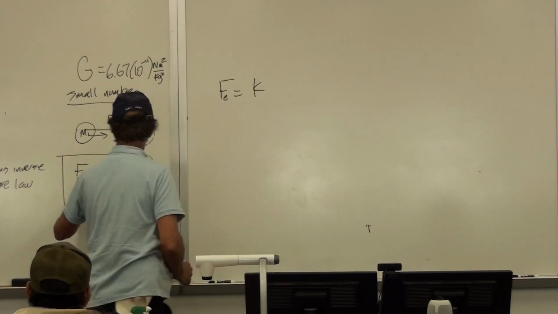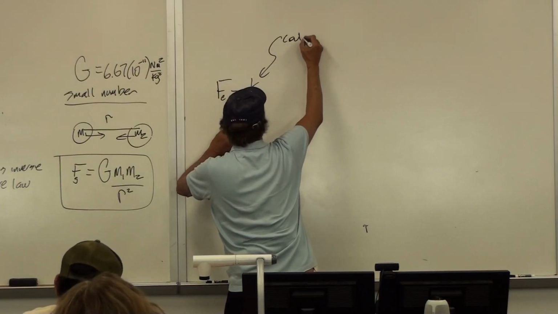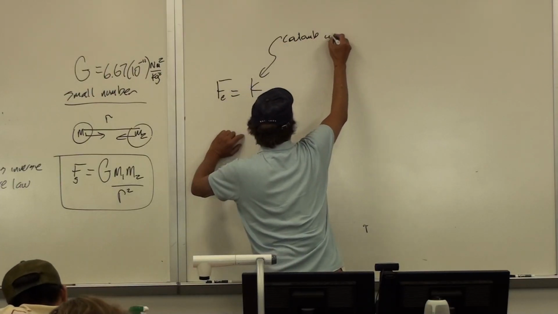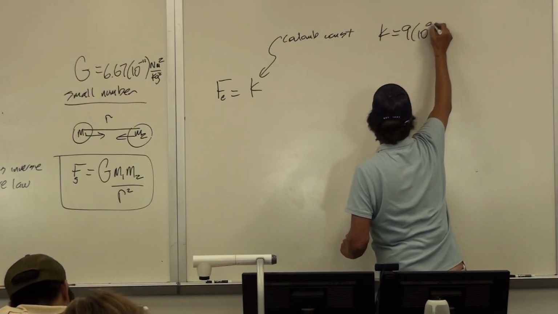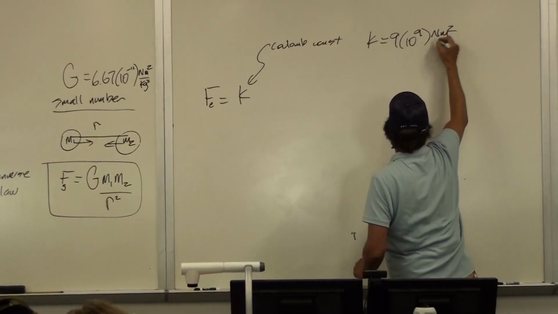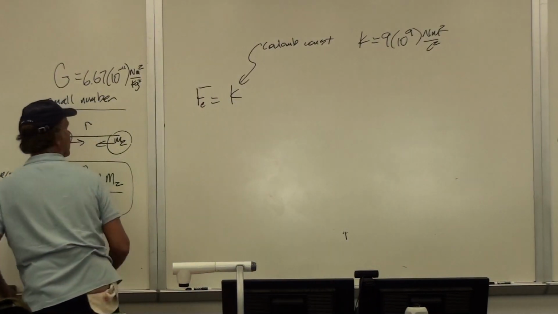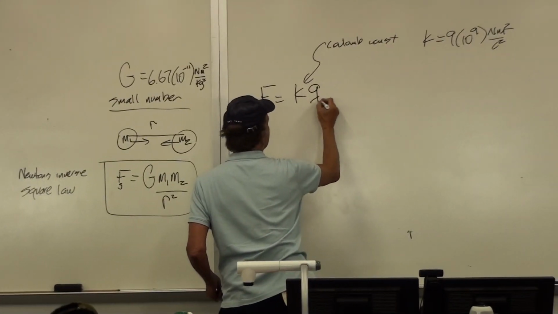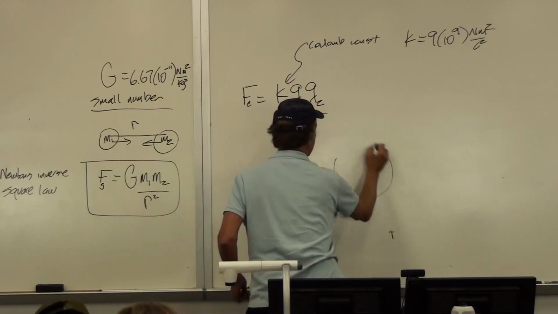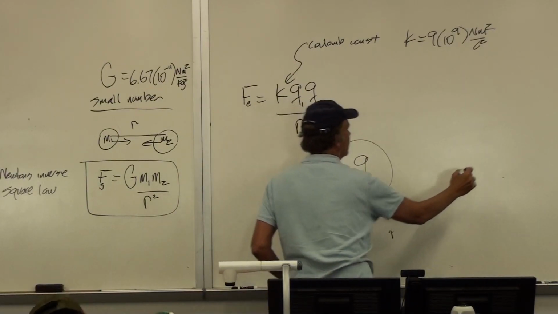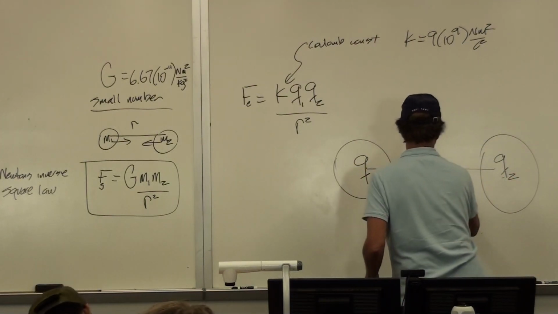Very similar thing, the G is replaced by a K. We call this the Coulomb constant. K is 9 times 10 to the 9 Newton meters squared per Coulomb squared. So we look at that, we go, oh, well that looks kind of similar. And then we have, instead of masses, we have the product of the charges divided by the distance squared. So here's our charge Q1. This is our charge Q2. This is the distance between them.